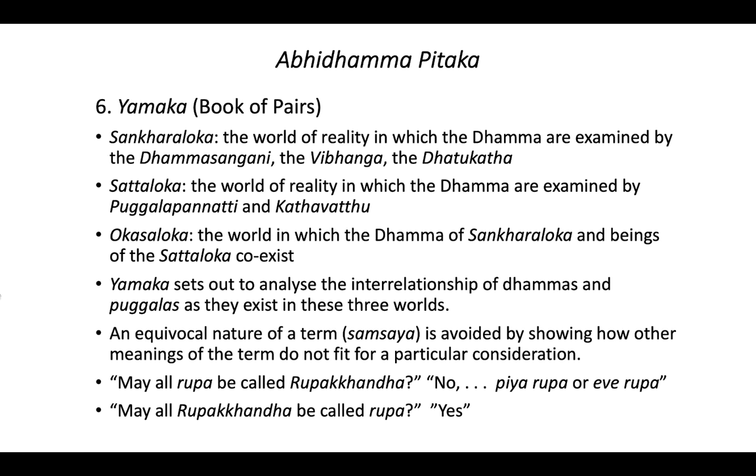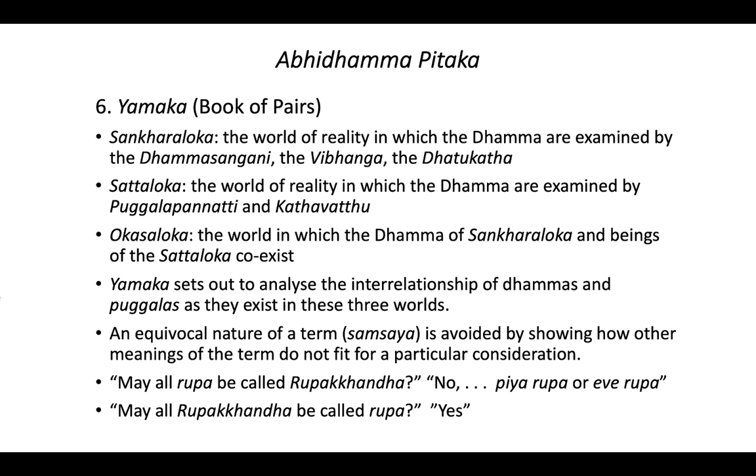The sixth treatise is Yamaka. Dhammasangani, Vibhanga, and Dhatukatha examine the Dhammas and their classification as they exist in the world of reality, named Sankharaloka. Puggala Paññatti and Kathavatthu deal with beings and individuals, which also exist in their own world of apparent reality, known as Sattaloka.